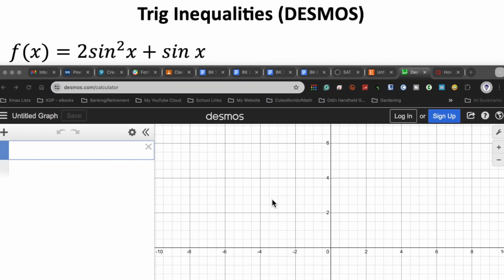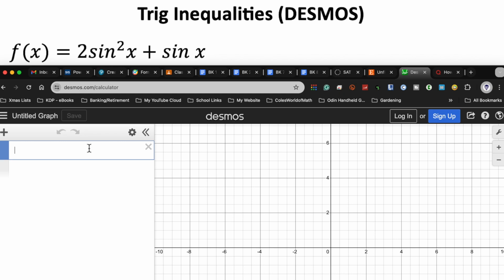Take a look at some trig inequalities as well as a trig equation here initially, and how we can use Desmos to our advantage to be able to solve that. All right, so if we've got this function here, 2 sine squared x plus sine x, the first thing you're going to do is go to Desmos and type that in.